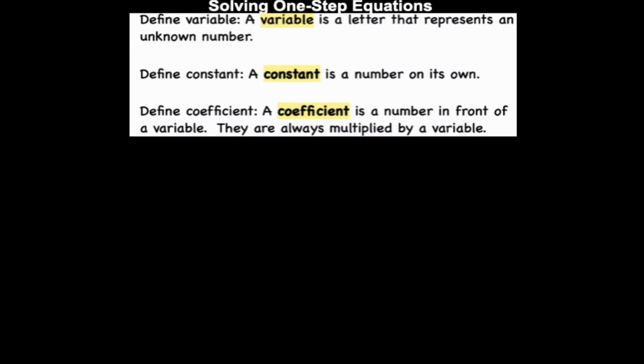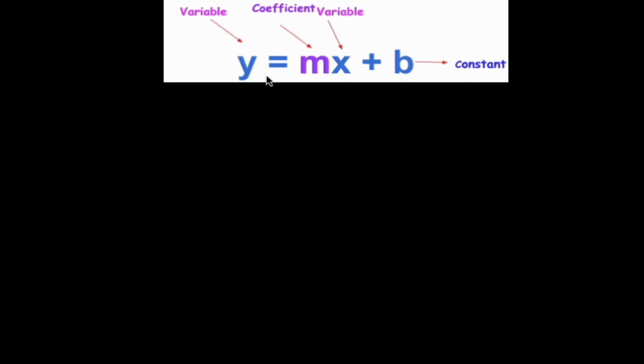So let me wipe this out. Let's go to the next slide here. As you can see here, we have an equation, and we have it separated by an equal sign. So we have the left side of the equation and we also have the right side. And notice this y is a variable, because it's a letter. And then we have a coefficient of m.